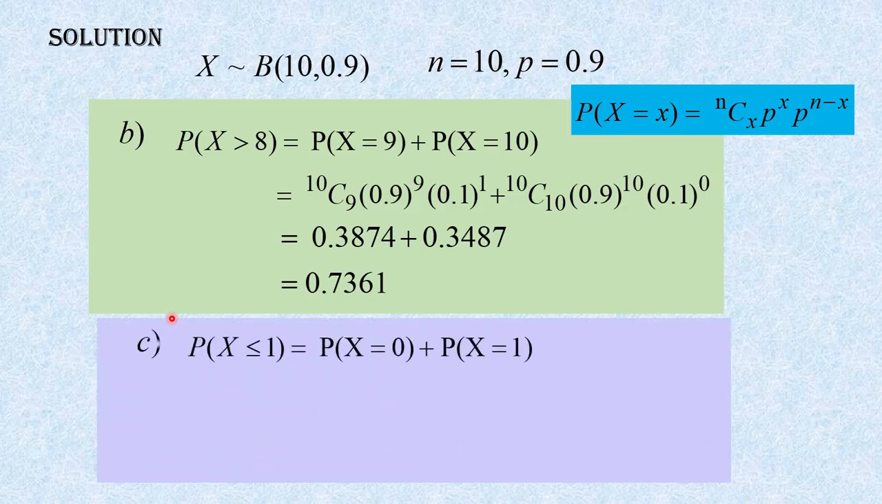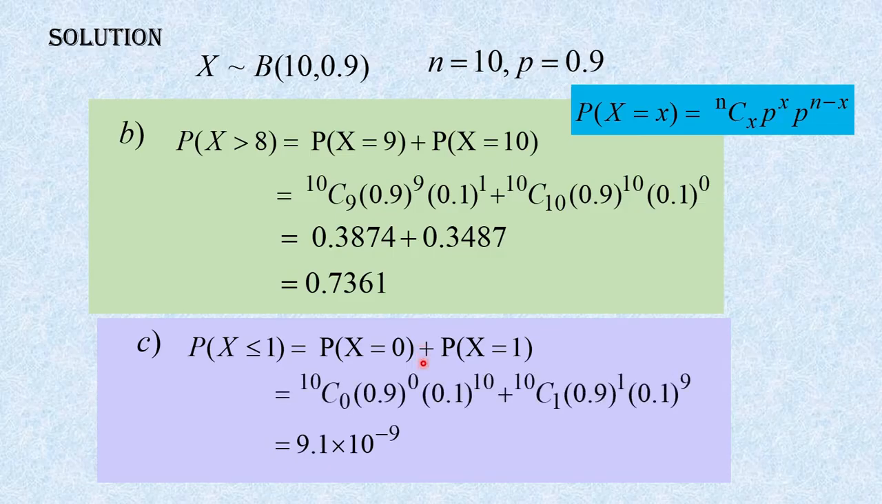Find the probability x less than or equal to 1. That is equal to probability x equals 0 plus probability x equals 1. Don't forget to include 0 here. We will use the same value for n and p. That is n equals 10, p equals 0.9.